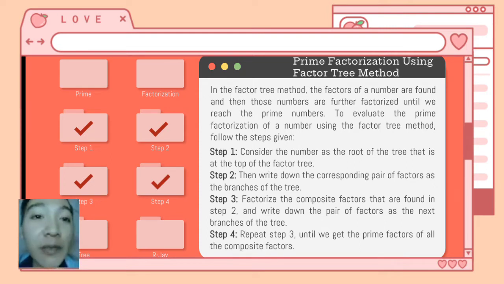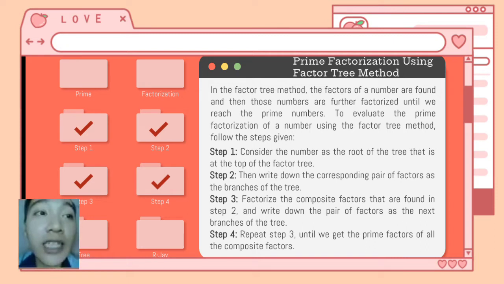So pag may given number, kukunin natin ang prime factorization using factor tree method, mag-iisip tayo ng number na kapag minultiply natin together, ang lalabas is yung given number, and then if those factors are not yet prime numbers, we're going to factorize them until they become prime numbers. To evaluate the prime factorization of a number using the factor tree method, follow the steps given. So these are the steps on how to use the factor tree method.